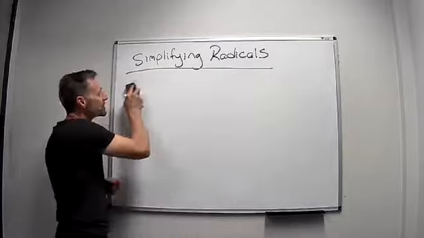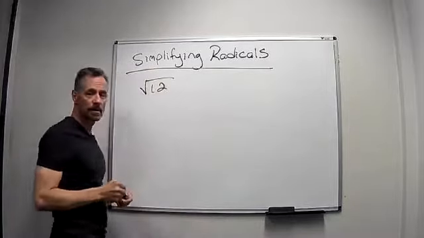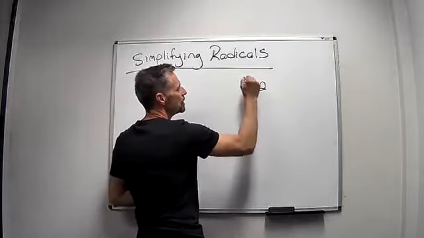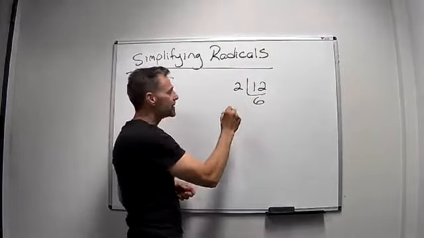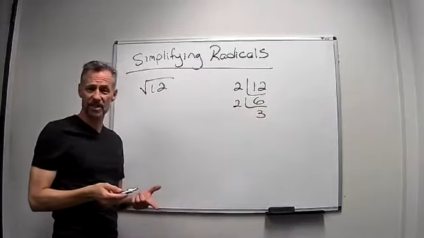And so we'll start off fairly easy. Let's look at the square root of 12. I'm going to do the same thing. I'm going to use prime factorization. I know 2 goes in there 6 times. Now I prime factor that. 2 goes in there 3 times. And that's my prime factorization.